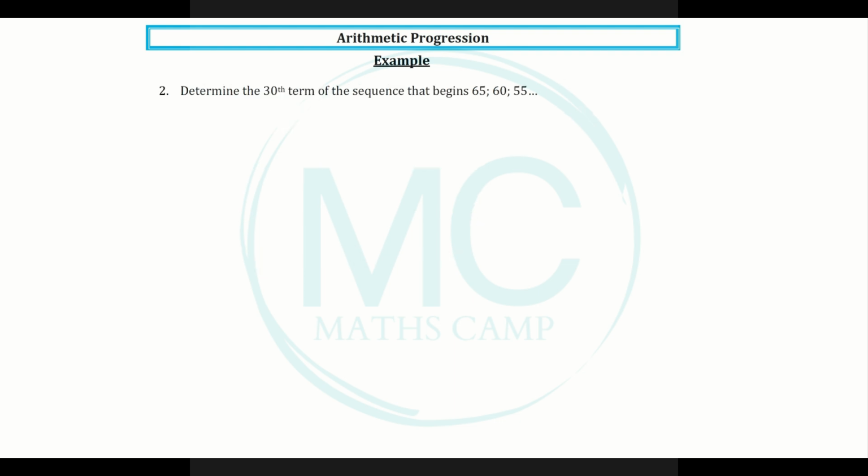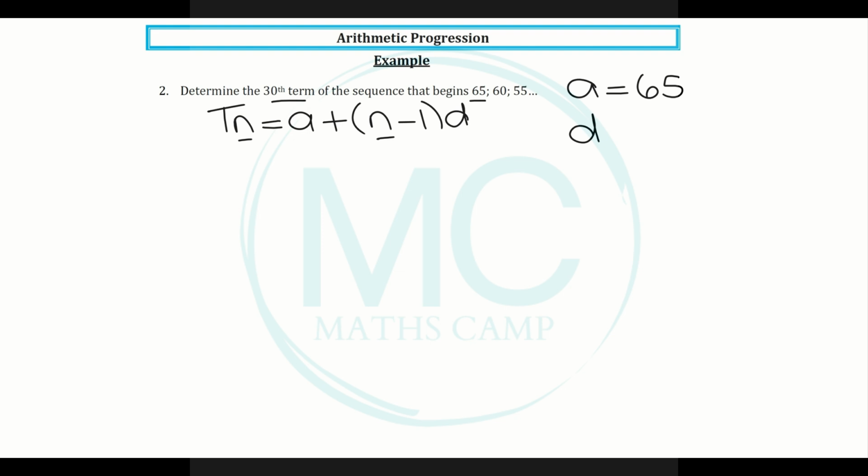Let's do another one. Determine the 30th term in the sequence that begins with 65, 60, 55, and so on. Again, let's write down our formula. Tn is equal to a plus the bracket of n minus 1 multiplied by d. To find the 30th term, our n value will be 30, but to find the actual value, we first need a and d. a is the first term, 65. Let's find the constant difference d. Say d is equal to the second term, 60, minus the first term, 65, which gives us negative 5.